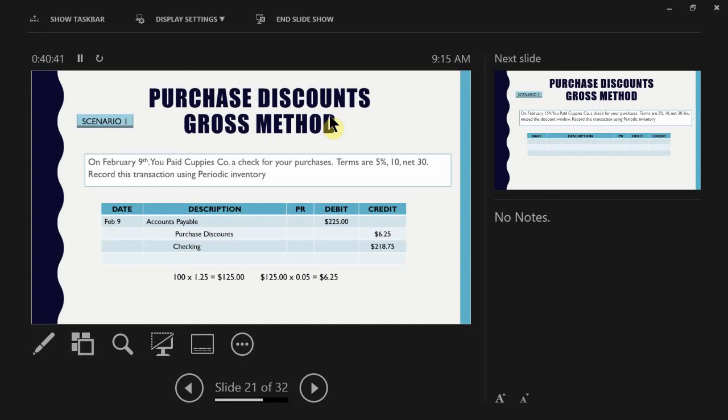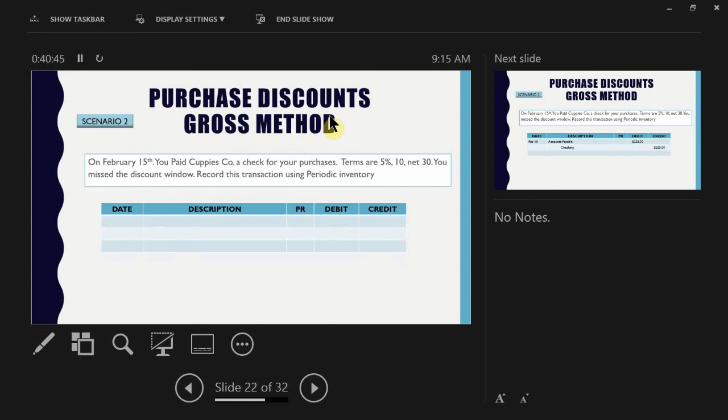Okay. Now, what happens in scenario number 2? Okay, so pretend scenario number 1 didn't happen, right? I didn't pay for the items just yet. I still purchased the items on February 1st. So now fast forward, scenario number 2 is now it's February 15th, okay? And I decided to pay Cuppy's for my purchase, okay? Terms again are 5%, 10, net 30.